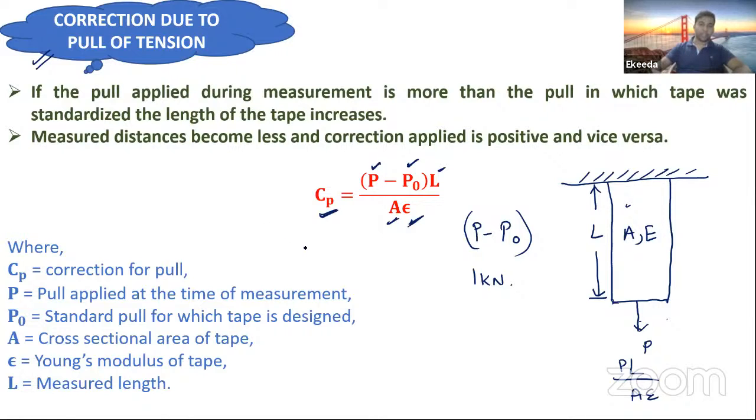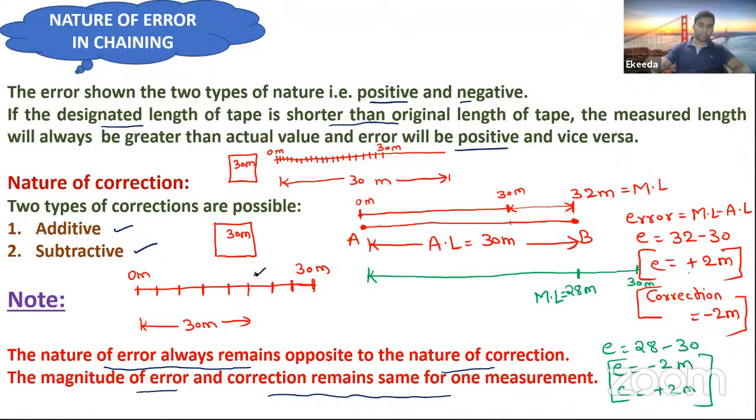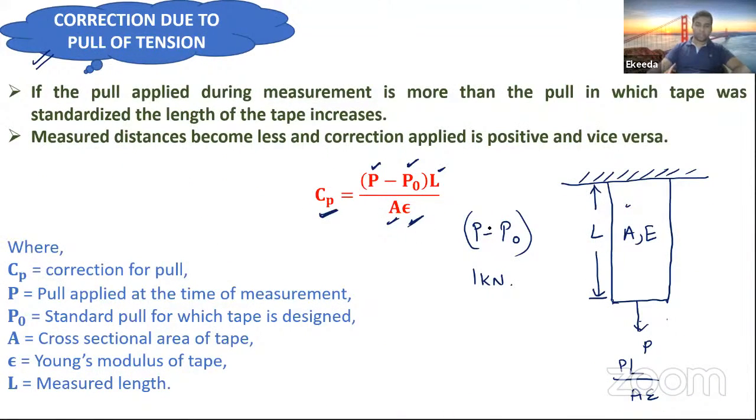I had written here, if the length of tape is increasing, then the sign of correction is positive. So, in this case also, due to extra pull, the length of tape is increasing. That's why the nature of correction will be positive. Is it clear to you or not? Okay, now in this way, we can calculate the correction due to pull.